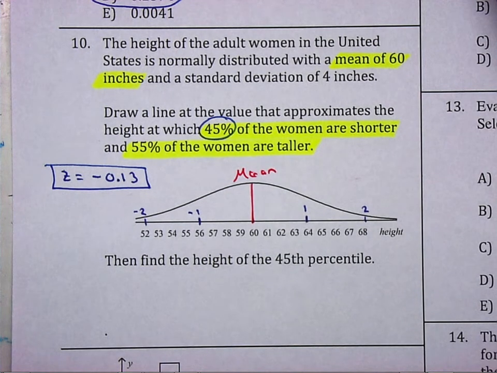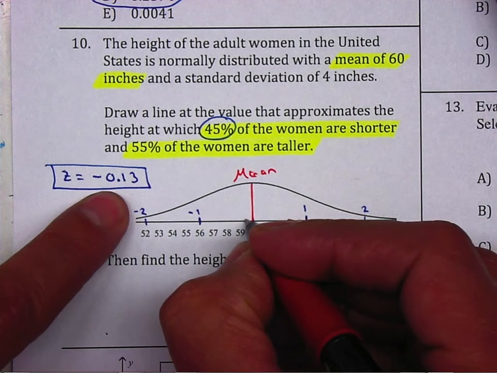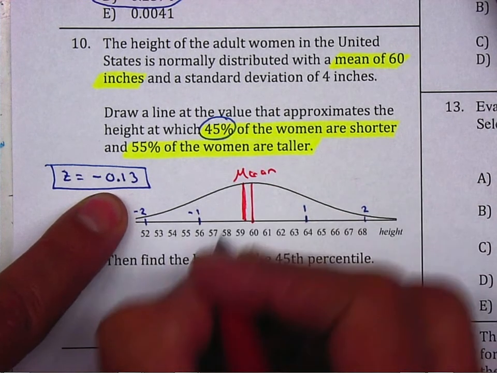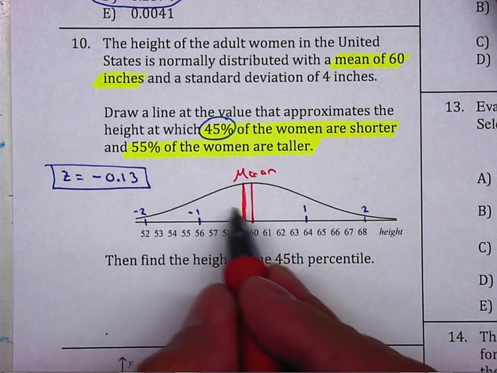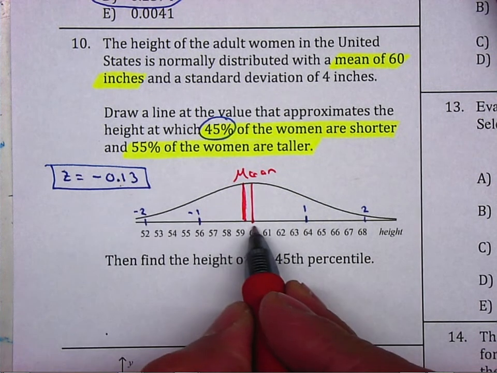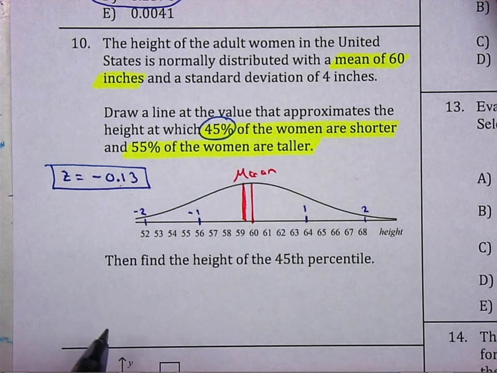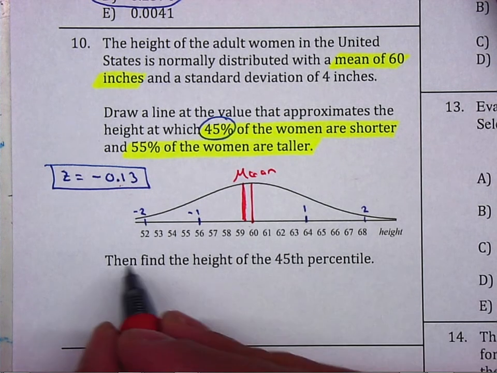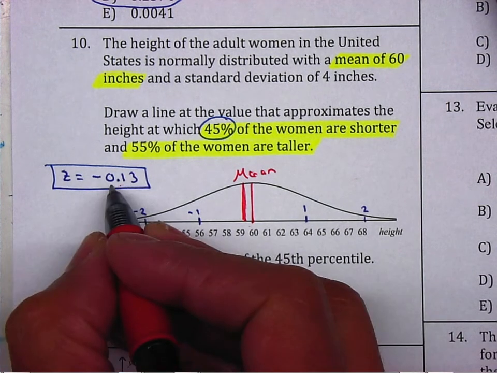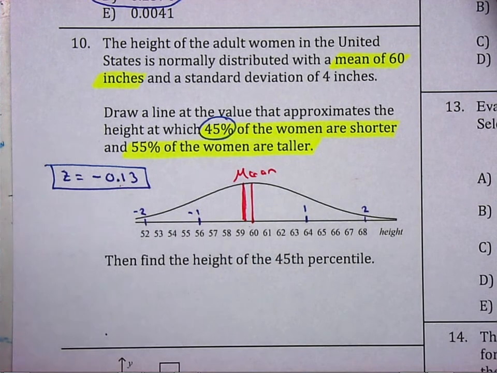Negative 0.1, so it will be right after. So somewhere in here, that'll be your x value. Remember, negative will be to the left, and this is negative 0.1, just slightly before the 60. Now it says find the height of the 45th percentile. So now that you have your z value, we can find your x value.